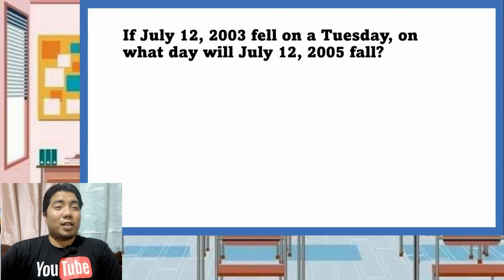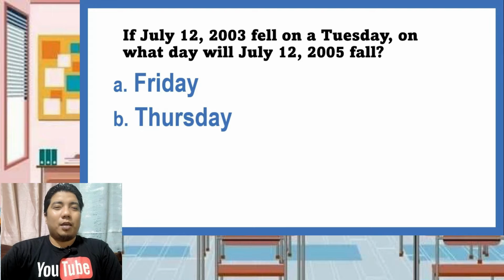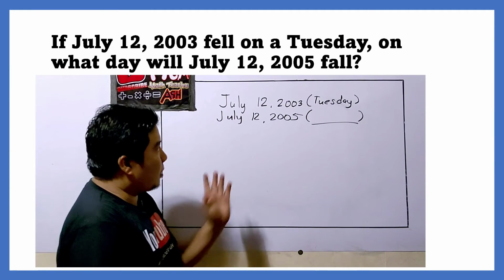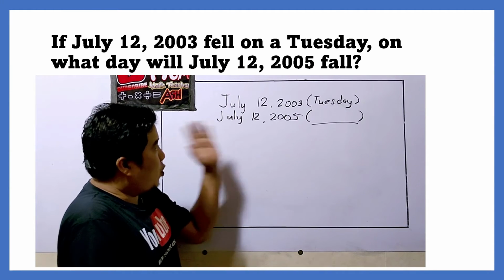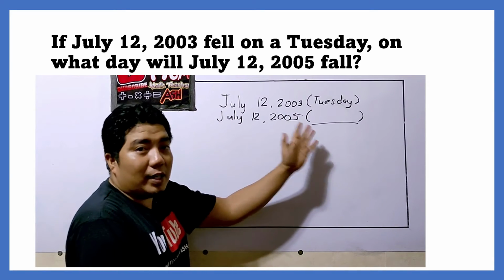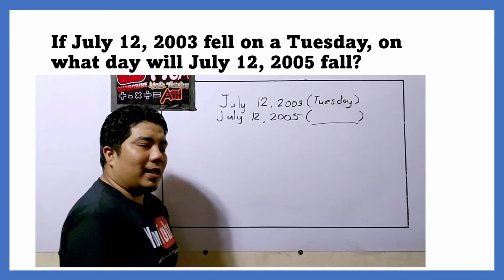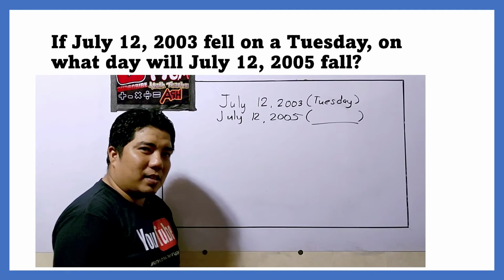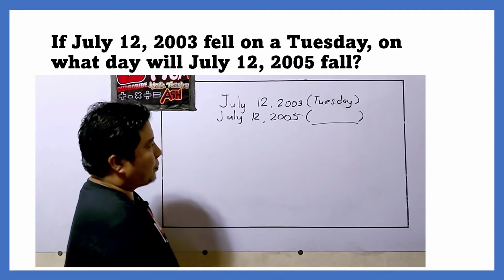If July 12, 2003 fell on a Tuesday, on what day will July 12, 2005 fall? Is it A, Friday, B, Thursday, C, Sunday, or D, Monday? Okay, math learners, in this problem, we are asked that if July 12, 2003 is Tuesday, then July 12, 2005 is what day? Now, this case is an example of the use of days in a year.